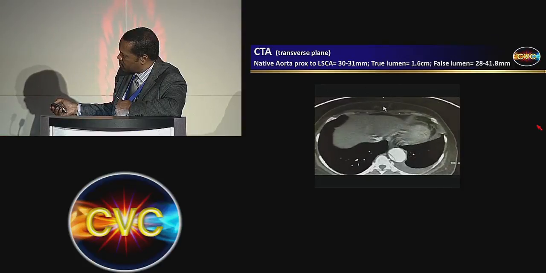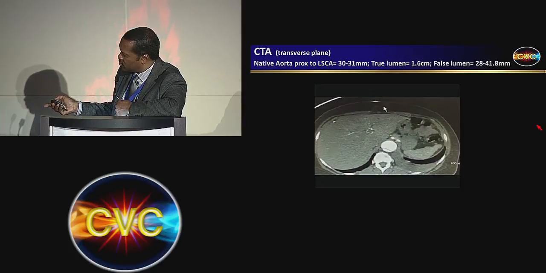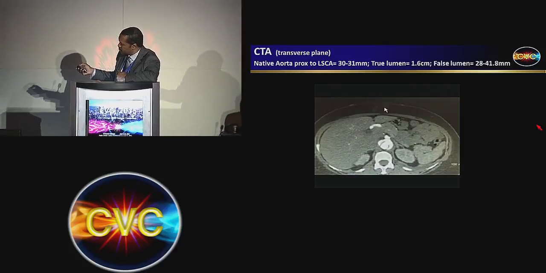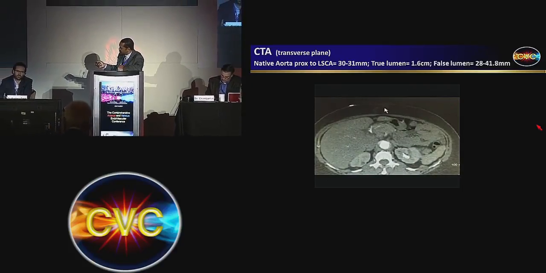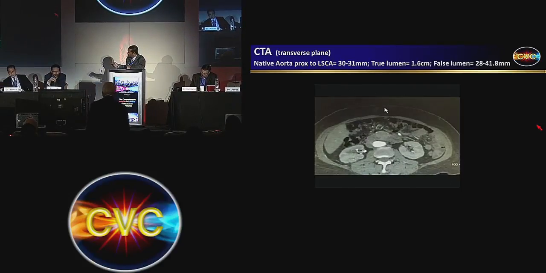The true lumen becomes a slit. Do you see any dissection across the arch? No, that's retrograde extension of the hematoma, not the dissection. We'll run it back again. Do you have some sagittal views? Yes, that's coming up next.